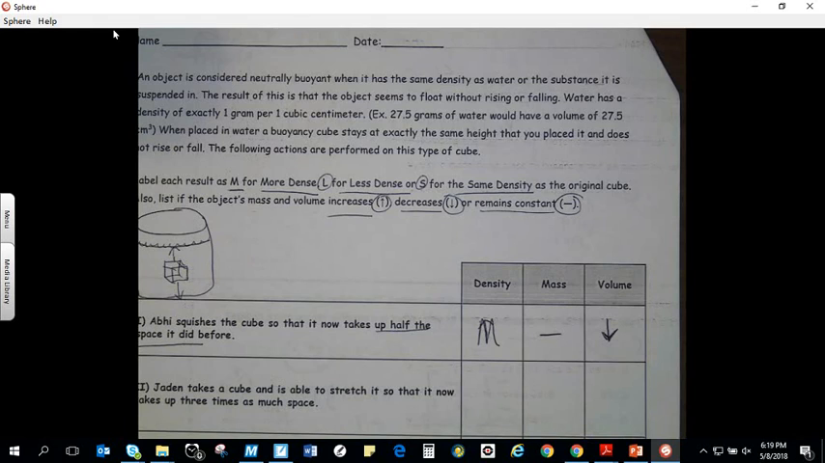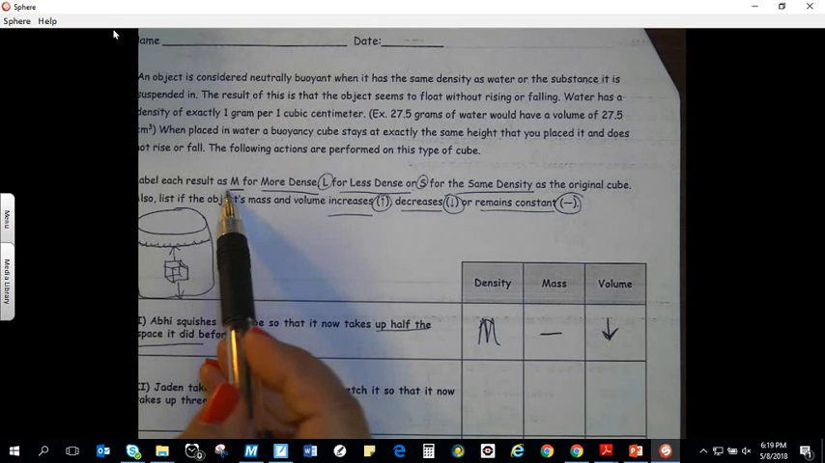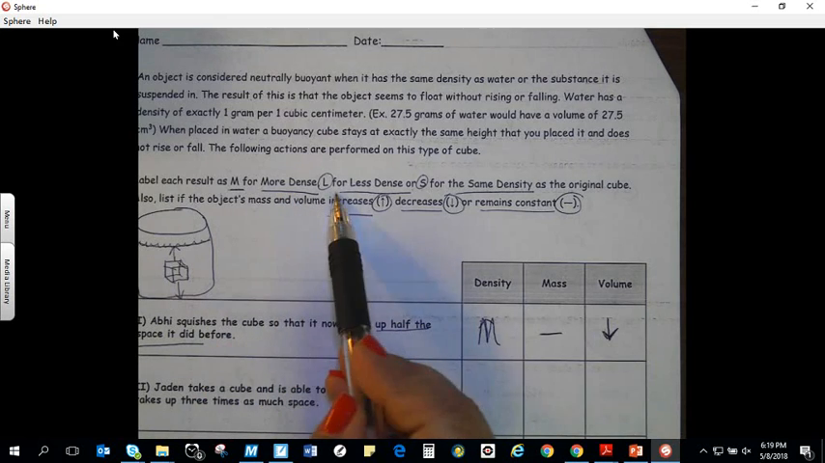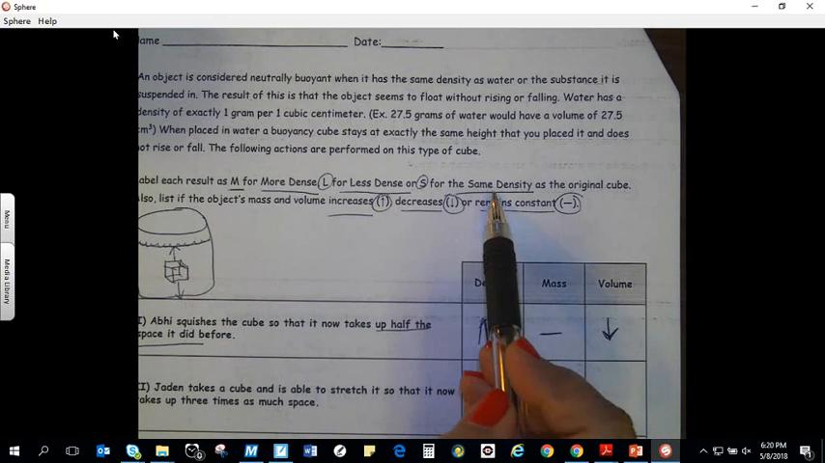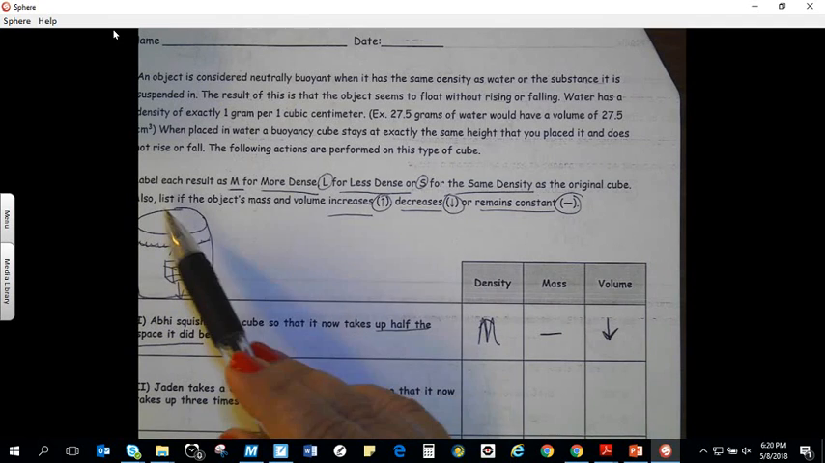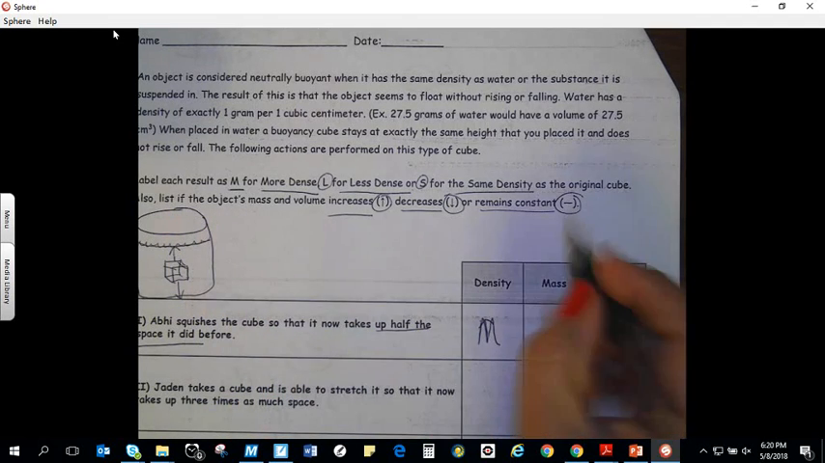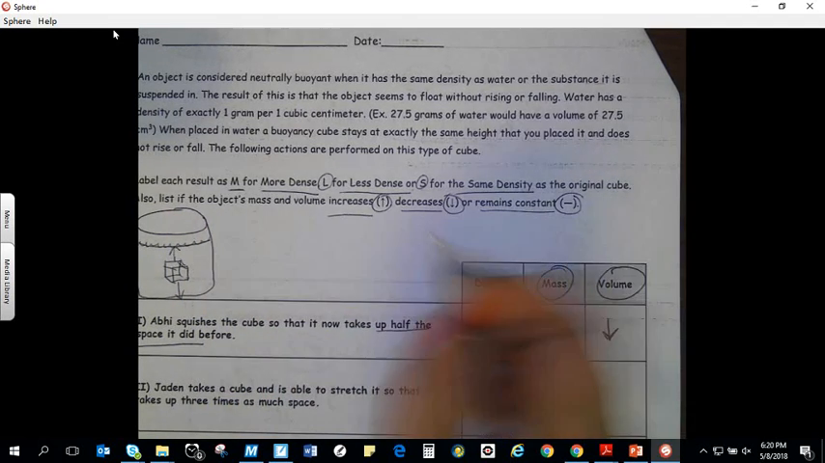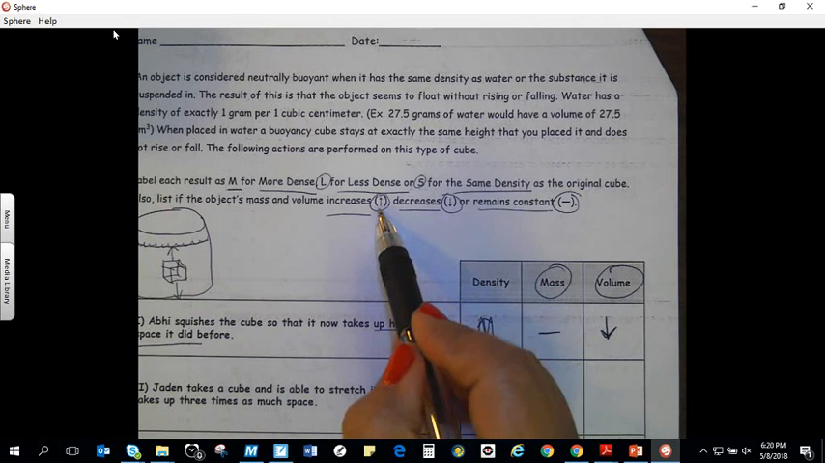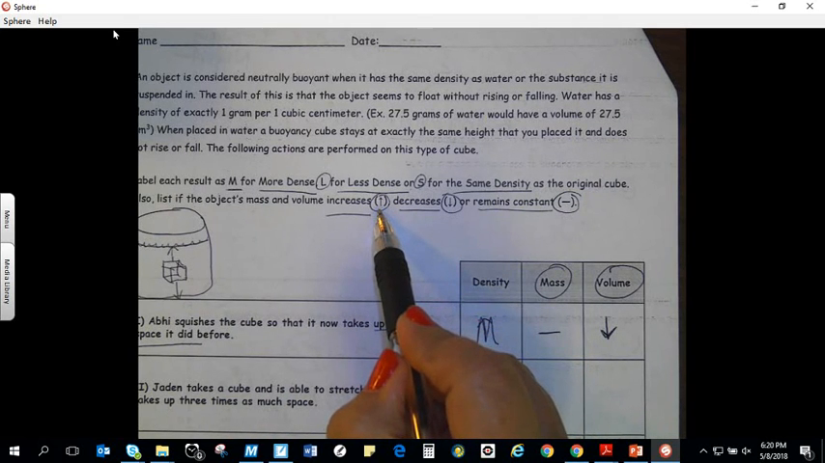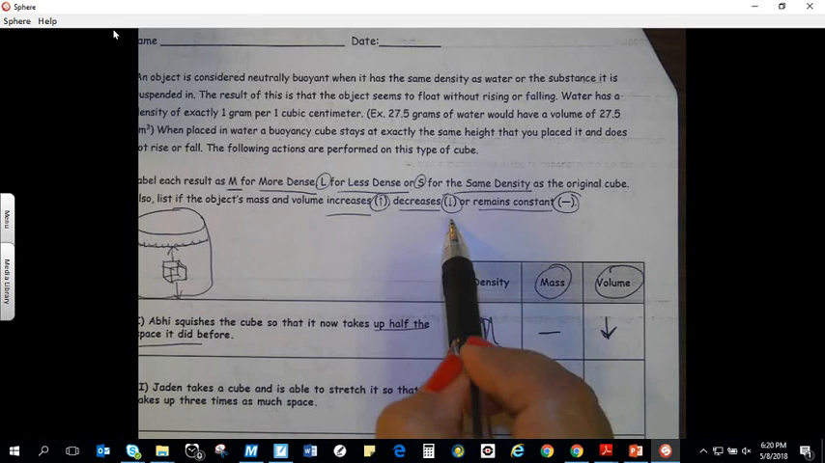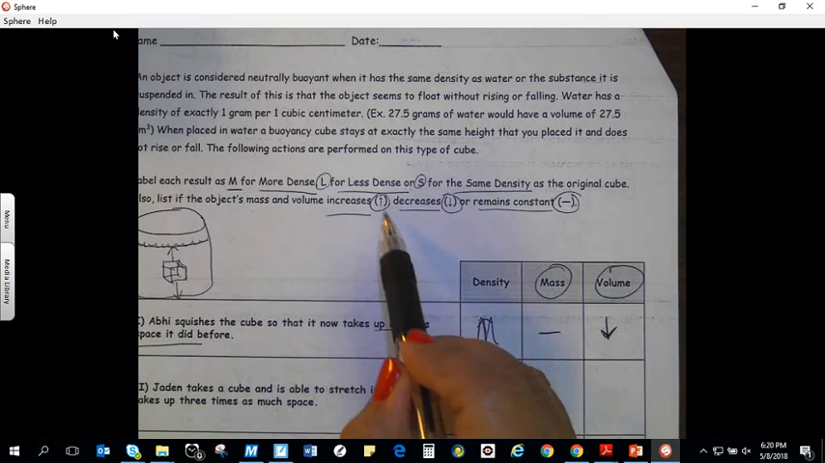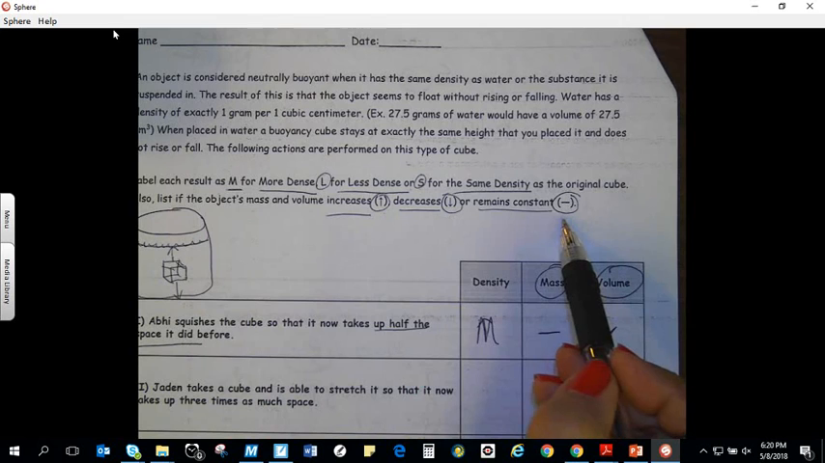Okay, so now if we take this buoyancy cube, which is going to be a sponge-like type of cube, we're going to label each result as M for more dense, L for less dense, S for the same density as the original cube. Also list the object's mass and volume, and we're going to show the arrows. Did the mass increase or decrease, showing with the arrows, or did it stay the same? Did the volume increase, decrease, or stay the same?